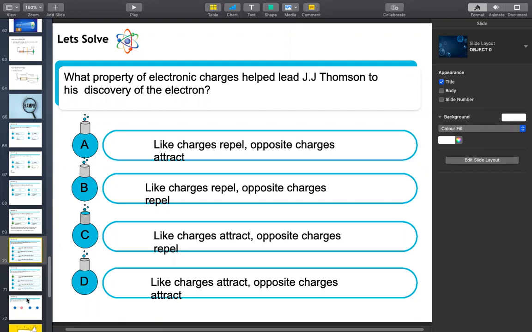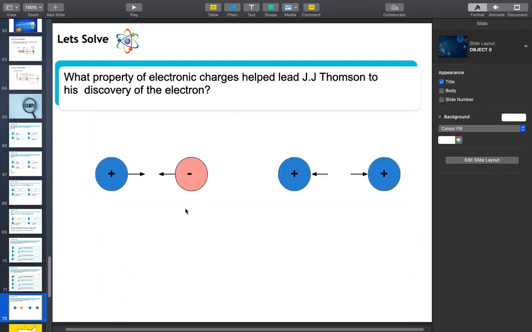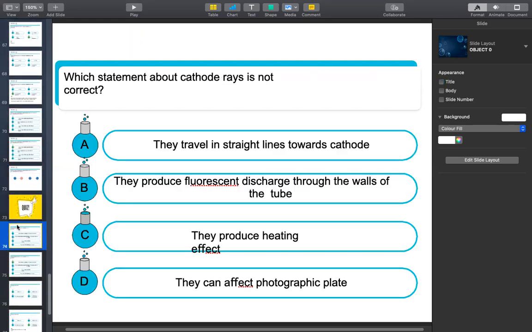Okay, now the answer for this question is A. Fine, fast. So here, like attracts like means opposite charges have attraction. Positive and negative will attract, positive and positive will repel. Next.